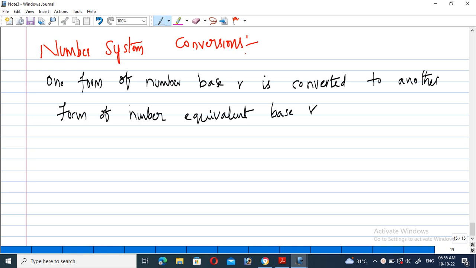In this video, we are going to see the number system conversions. In the previous class, we discussed the different types of number systems in digital logic design. Now, how are we going to convert from one number system to another number system?